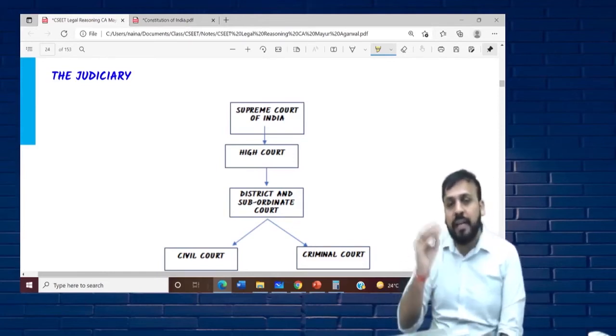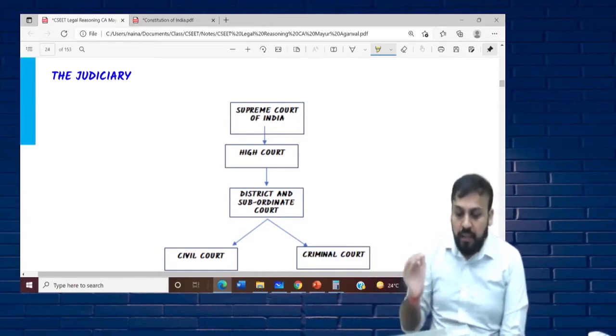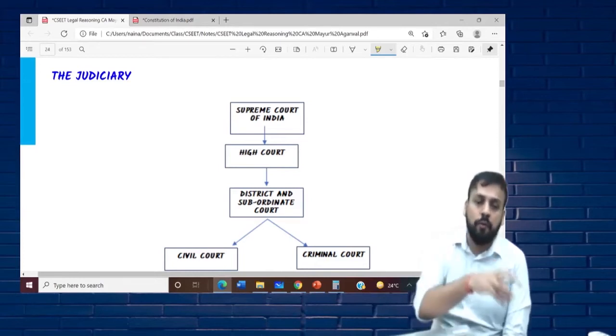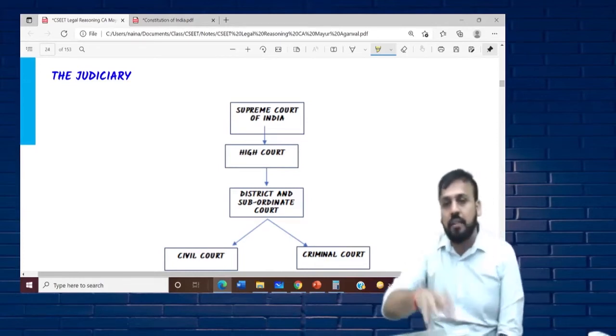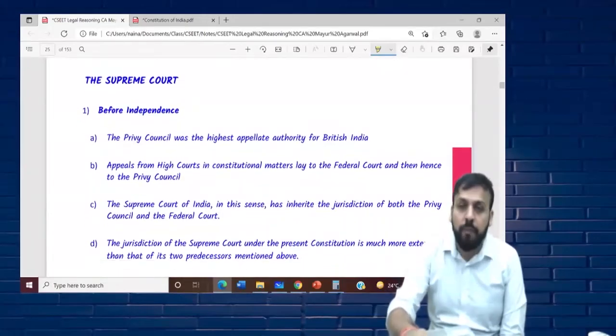High Court can take both civil and criminal matters. Supreme Court can take both the criminal and civil matters, but in District Court, there will be a separate court for civil, and a separate criminal court. Do you understand this? So what was the story before independence?